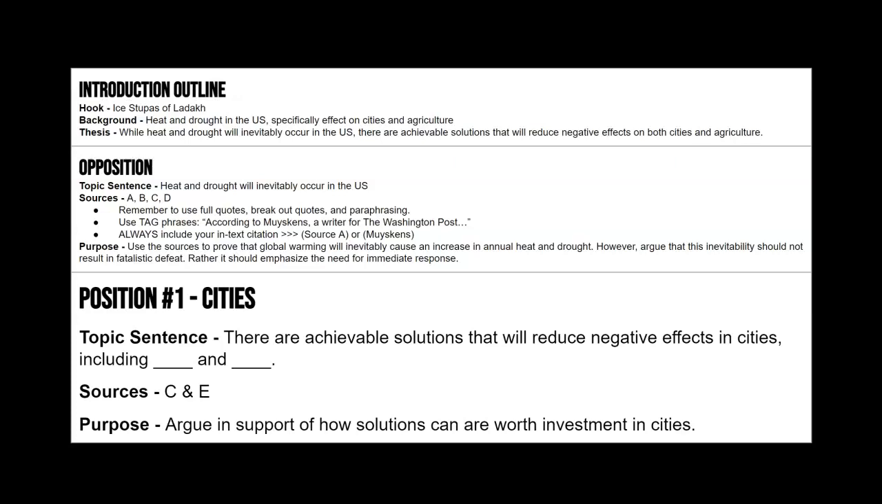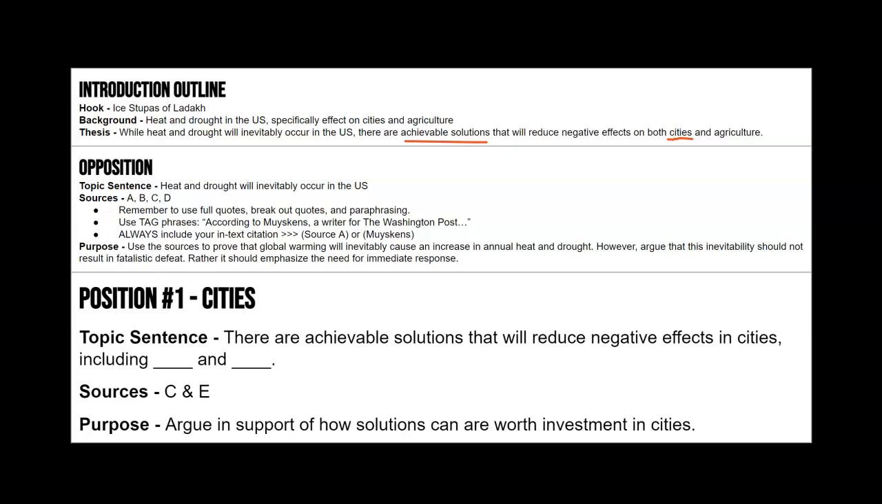So for the essay that I would be writing, and again, your essay may look nothing like this, but for my essay, when I look at my thesis, I know that the next thing I need to talk about are achievable solutions for cities. So my next paragraph, the topic sentence will be something along the lines of, there are achievable solutions that will reduce negative effects in cities, including blank and blank.